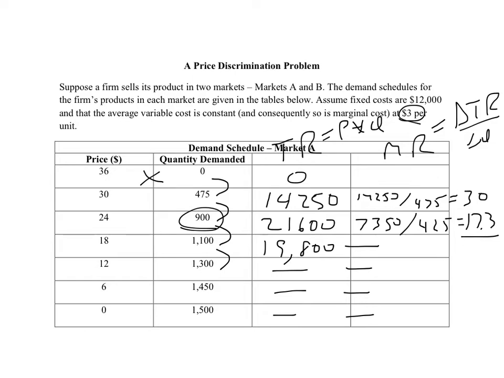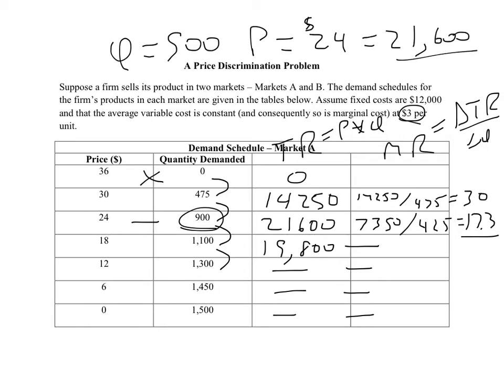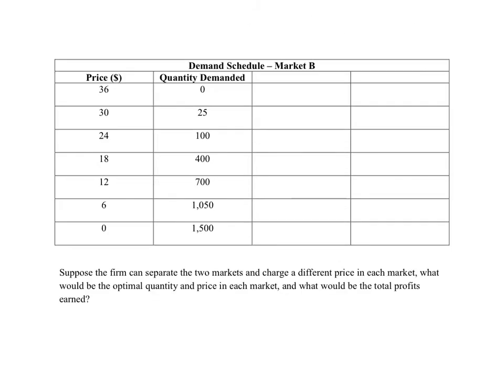So in Market A, the optimal quantity is 900 units, and the optimal price is $24. Again, that's our point on the demand curve. We can go ahead and just make note that total revenue is $21,600. That's our revenue generated in Market A. Okay, so Market A, we're going to charge a price of $24, sell 900 units. Now go to Market B.